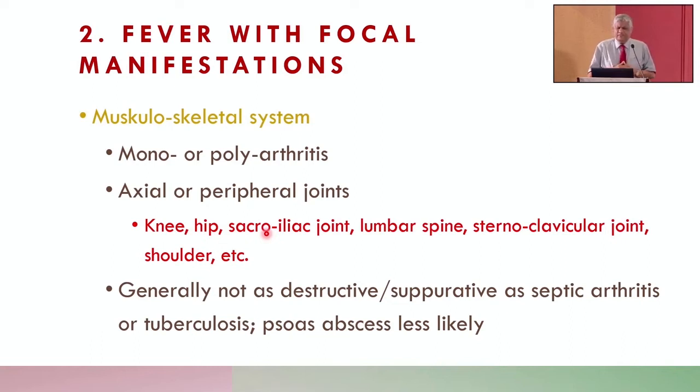Generally, this joint involvement is not as destructive or suppurative as you would expect in other conditions. For example, in septic arthritis, you will expect a lot of pus formation and psoas sepsis and so on, but not so much in brucellosis. The destruction is much less. For example, in tuberculosis, it can be very destructive and erosive, but in brucellosis, it's not so much. It's a little bit more chronic and less destructive.